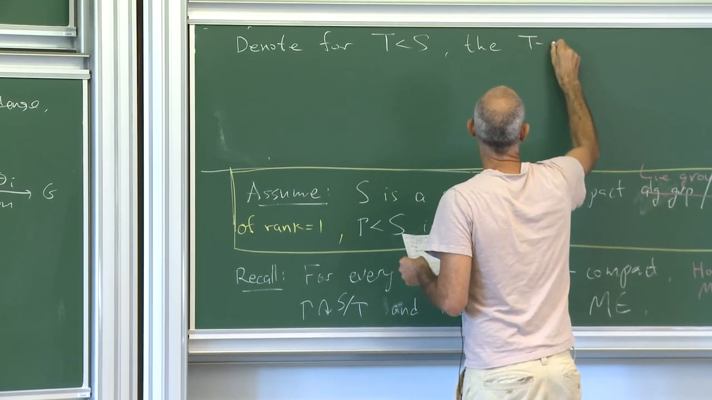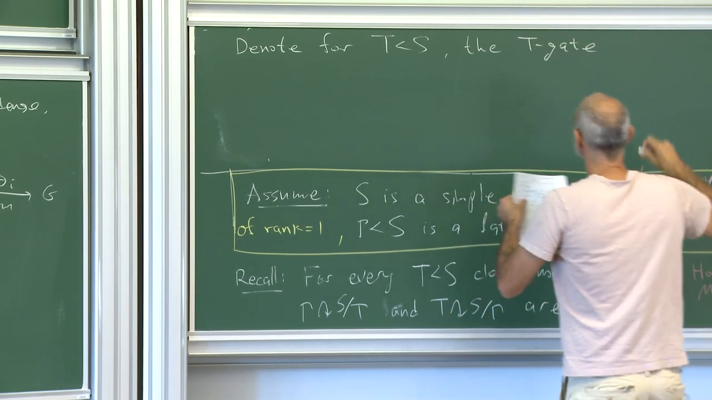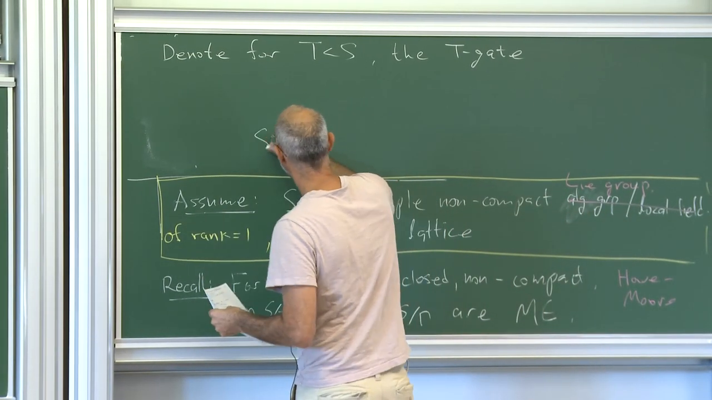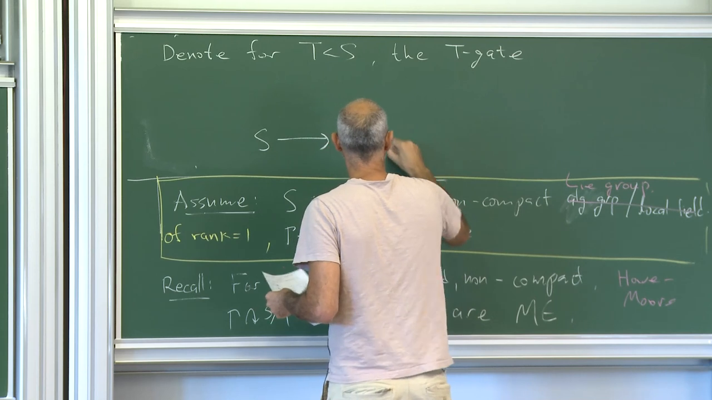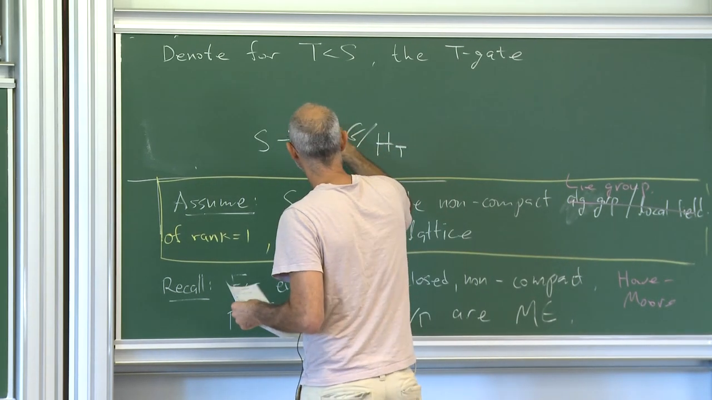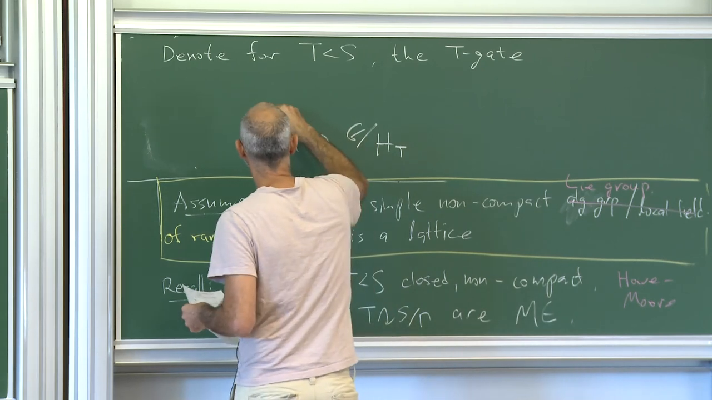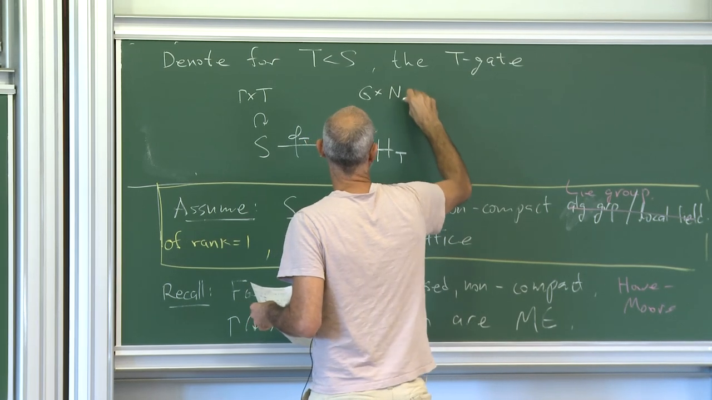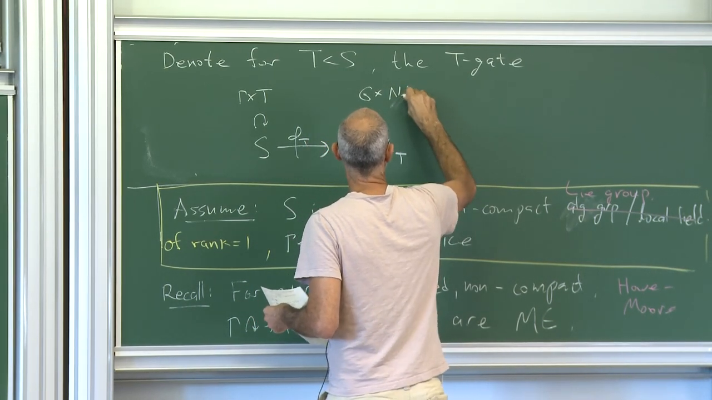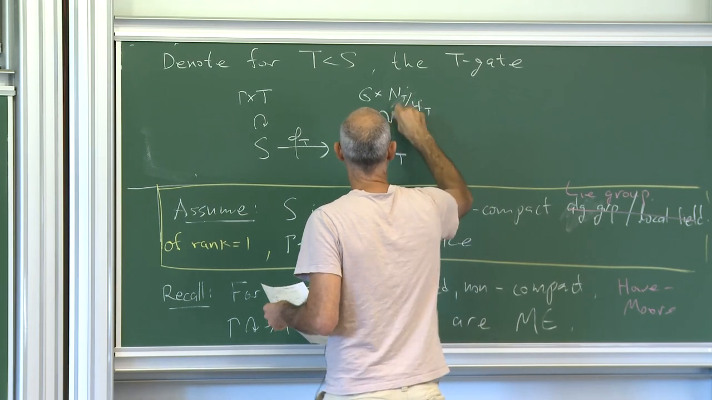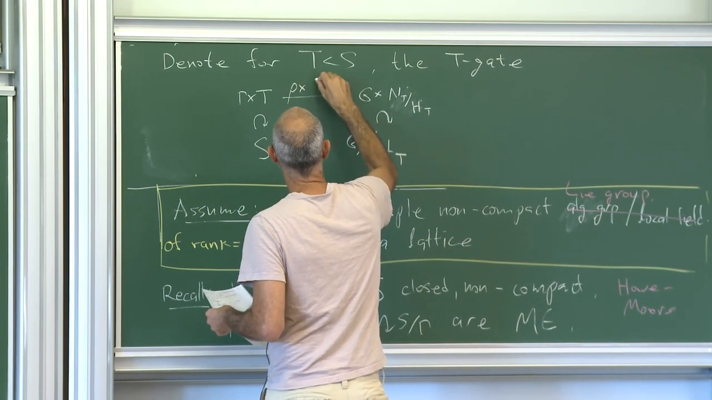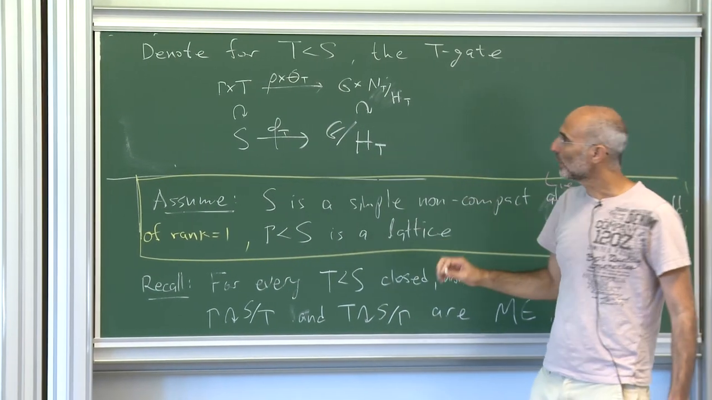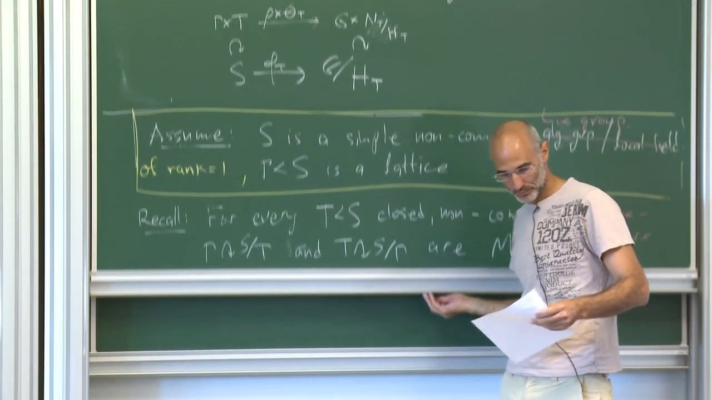But before this, let me add a piece of notation, denote for T in S the T gate, because I will play with some. I will use S to G mod H sub T and that will be phi sub t, and here we'll have gamma times T to g times n mod H_T, or N_T mod H_T. And the map here I will call theta sub t. Okay? Just so I can play with various T and study the relations.